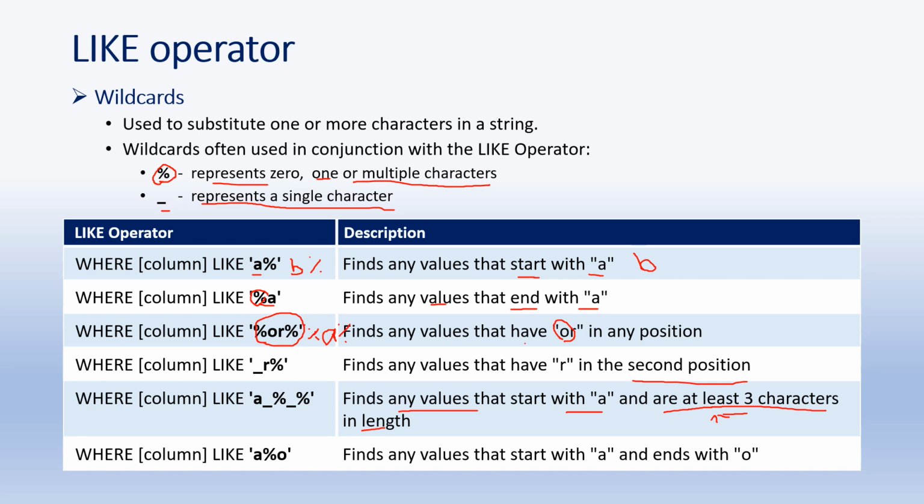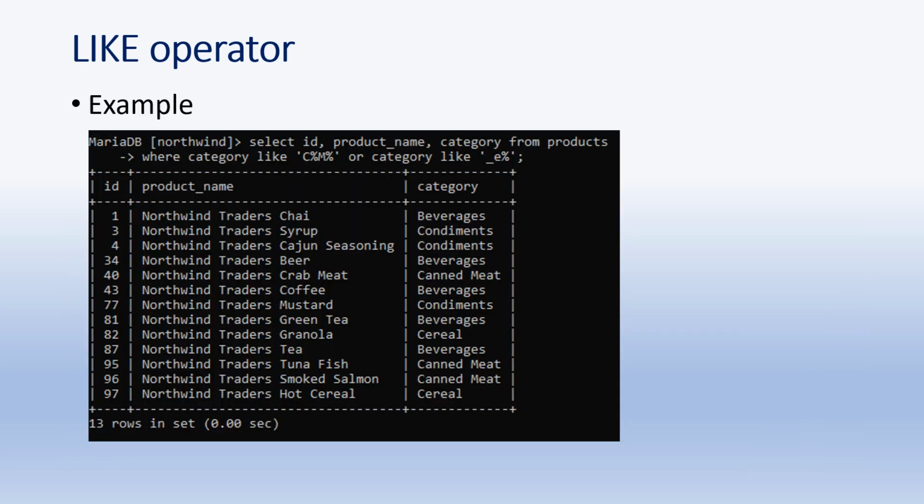So for this one, A percentage O, it will find any value that starts with A and ends with O. So you see, it can be anything in any length, any value, but it's going to return only things which start with A and end with O. So this is for the LIKE operator.